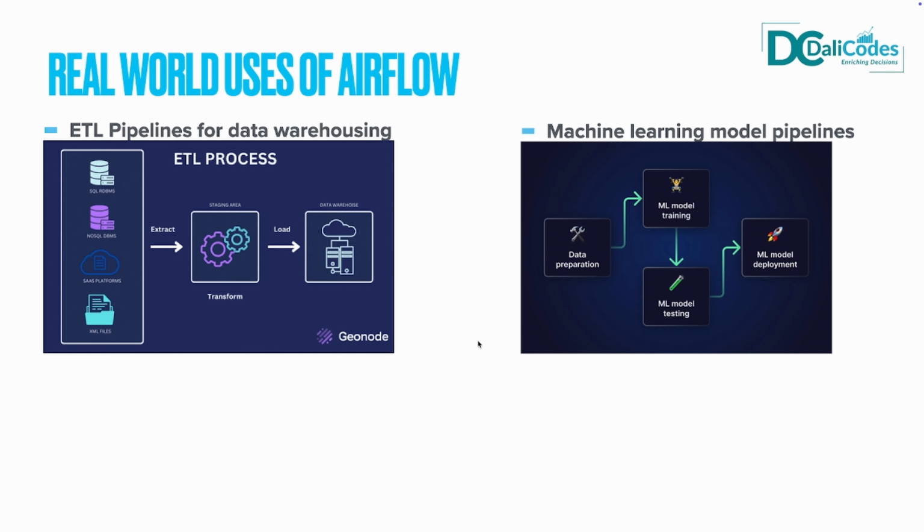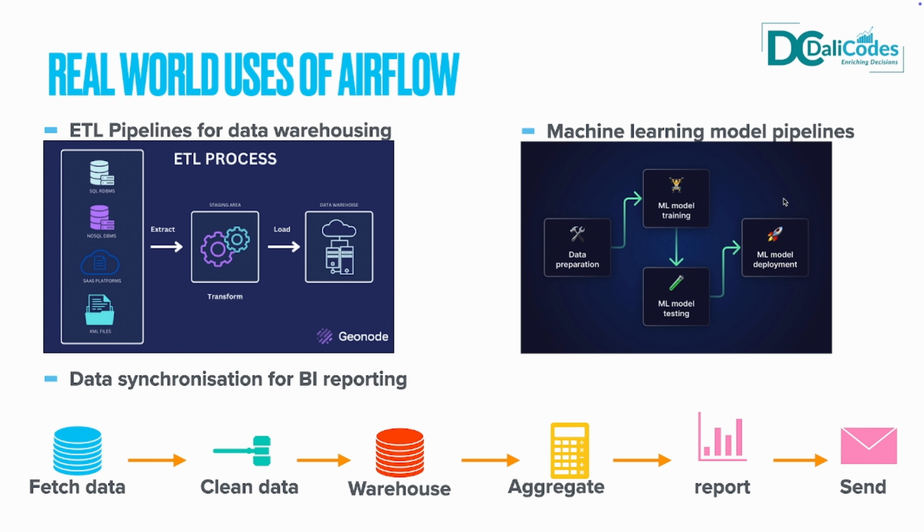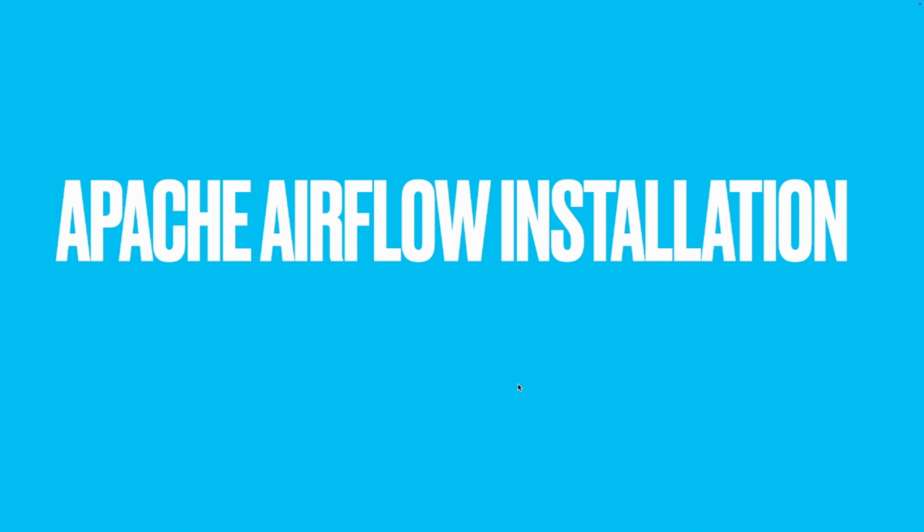The other use case is machine learning model pipelines, where you have data preparation, model training, model testing, and model deployment. You can organize your whole tasks and jobs in this pipeline using Airflow. There is data synchronization. We have seen data synchronization for BI, where you can organize your tasks from fetching data to sending reports for business intelligence. Yeah, so this is the introduction to Apache Airflow.